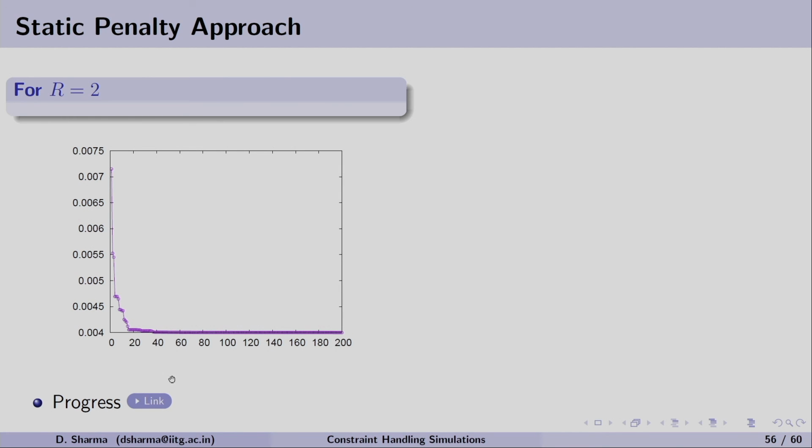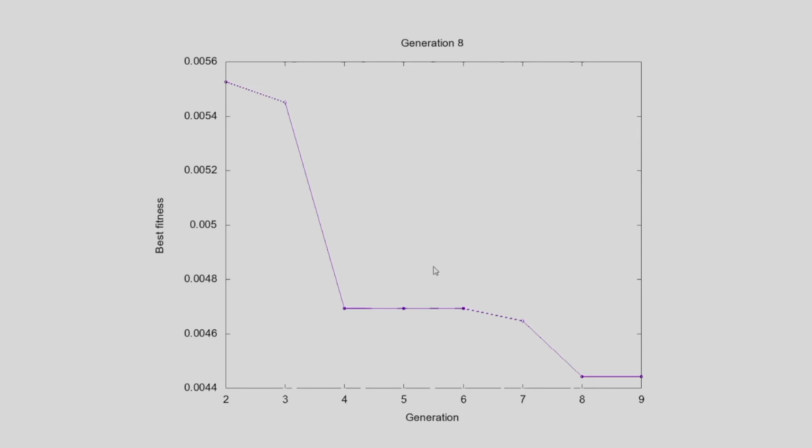Now the problem is a 3 variable problem. We have to see the progress. As we can see, it is already starting with a very small value, and just before 40 generation, with R equal to 2, the constraint handling method found the optimal solution.